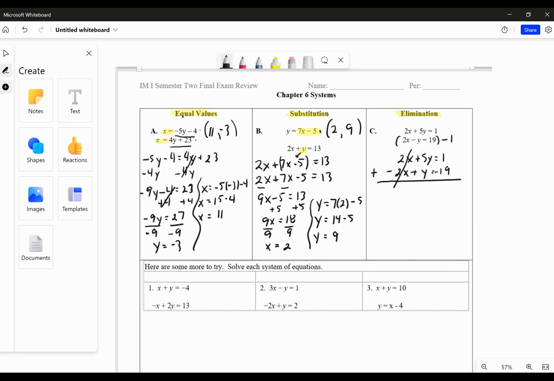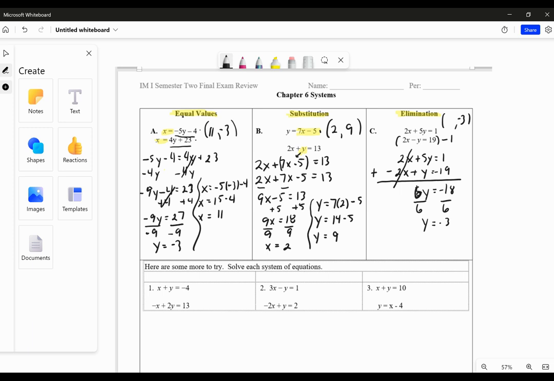And now I'm in the same situation as my others where I have one variable. When I add down, 6y is equal to -18. Now I'm just solving for y. If I divide both sides by 6, y is equal to -3. So there's my first part of my answer.